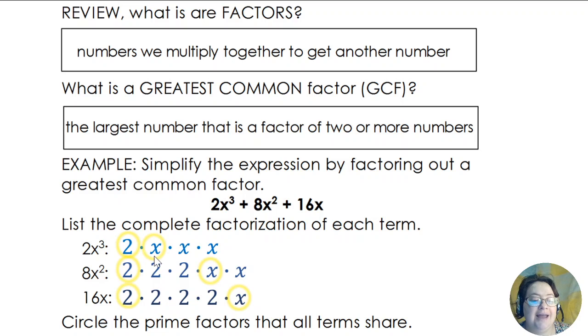If I look, I can't do another 2 because my top expression only has 1. So I'm only looking at what's not circled. So no more 2's. I have 2 x's here, 1 x here, but no x's for 16x left that I haven't circled. So I have the greatest common factor of 2x.